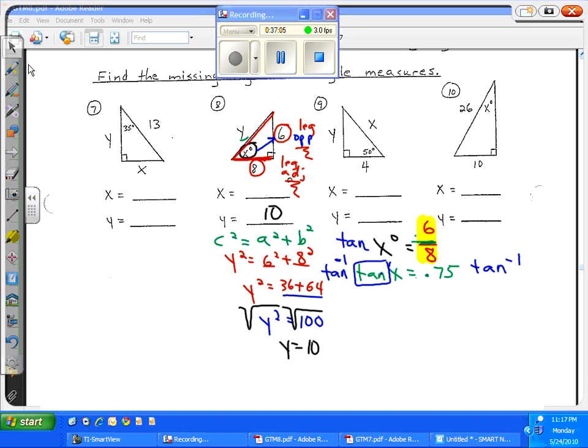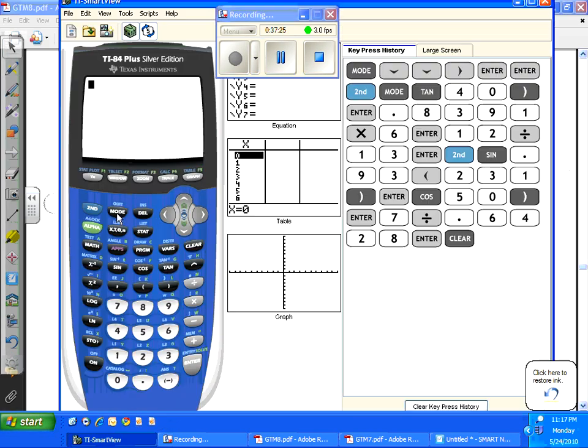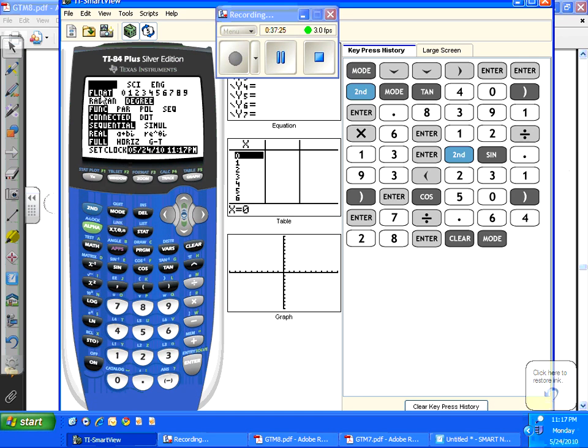So inverse tangent cancels tangent, just like division cancels multiplication and addition cancels subtraction. And we're going to have x degrees is equal to inverse tangent 0.75. Now we actually put the inverse tangent in the calculator first. We're going to clear it out. Remember, you have to be in degrees.